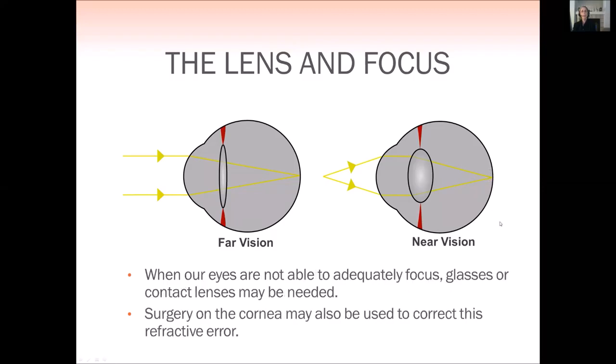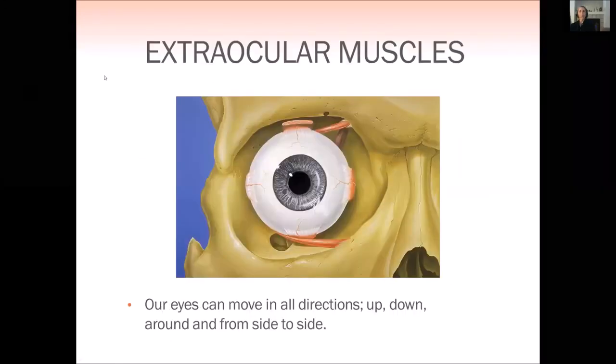retina. Now, sometimes our eyes are not able to adequately focus. We wind up with blurred vision and we need glasses or contact lenses. Or we may undergo LASIK surgery to correct this refractive error that causes us not to be able to focus. Now let's talk about the extraocular muscles. These muscles can move our eye in all directions, up, down, around, and from side to side.